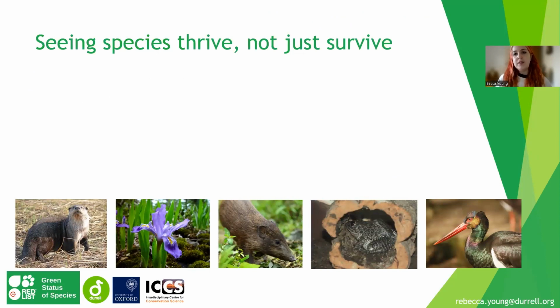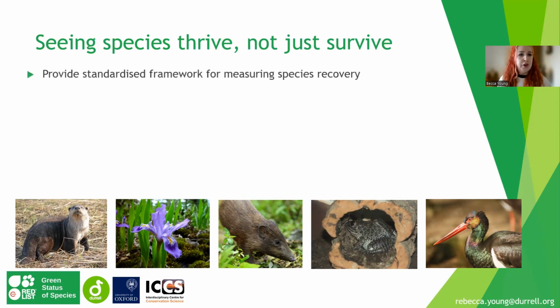And there are 5 key points that the Green Status of Species aims to address. And I'm going to introduce here 4 of the metrics as to how we understand species conservation success. And don't worry, I will be going back to them to give you a bit more detail about what each of those metrics means. So first of all, the idea is to provide a standardized framework for measuring species recovery. So just like the Red List, the guidelines can be picked up by anyone across the world and followed to get comparable results on species recovery.